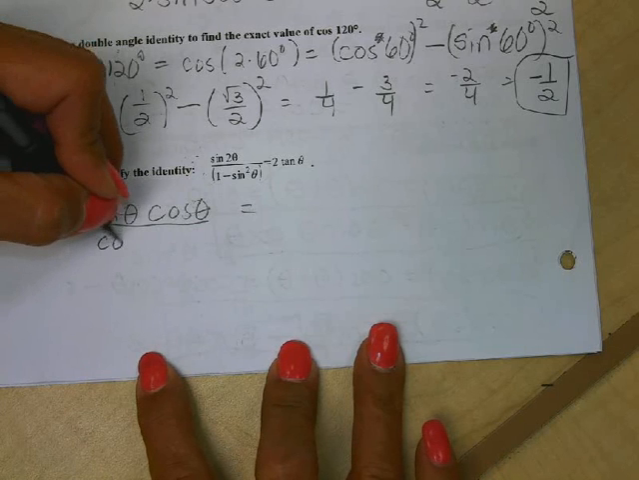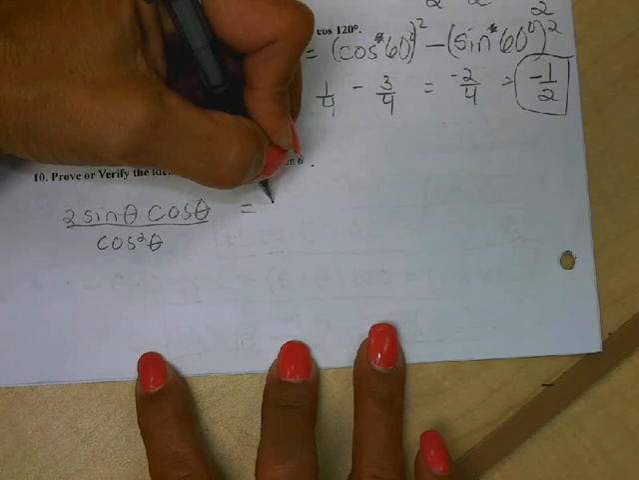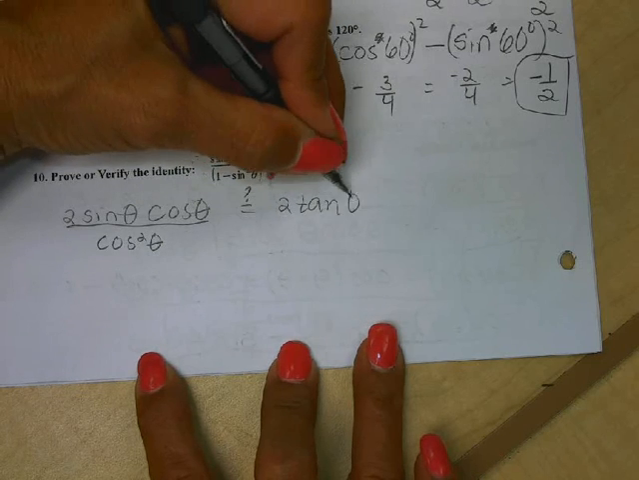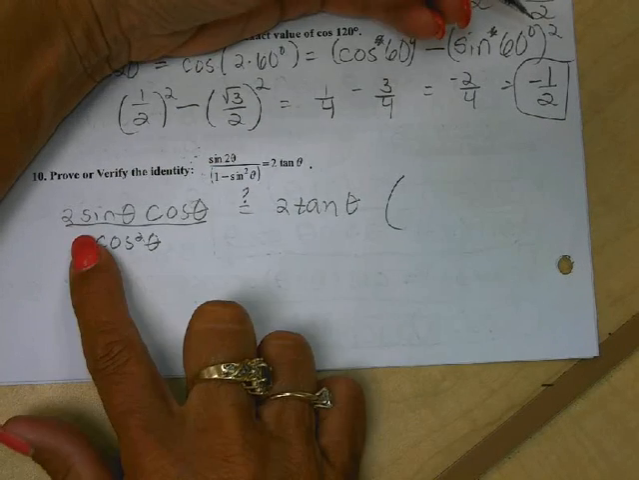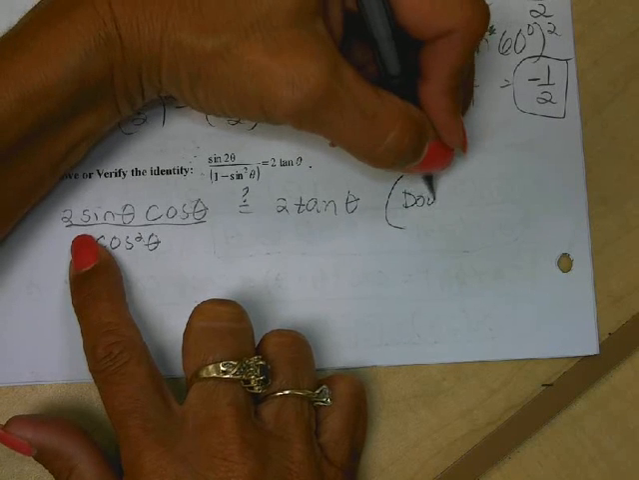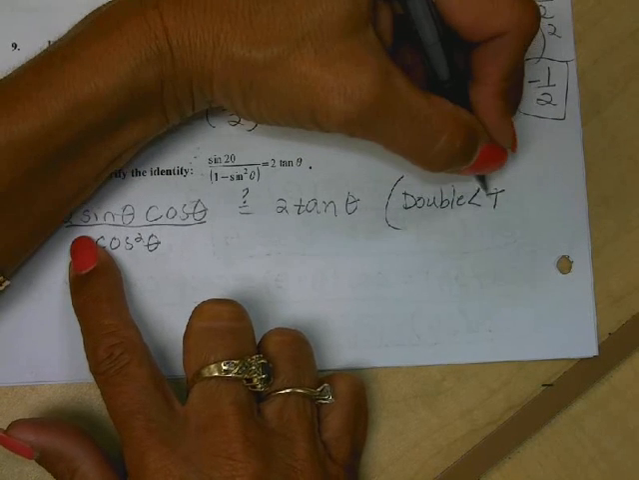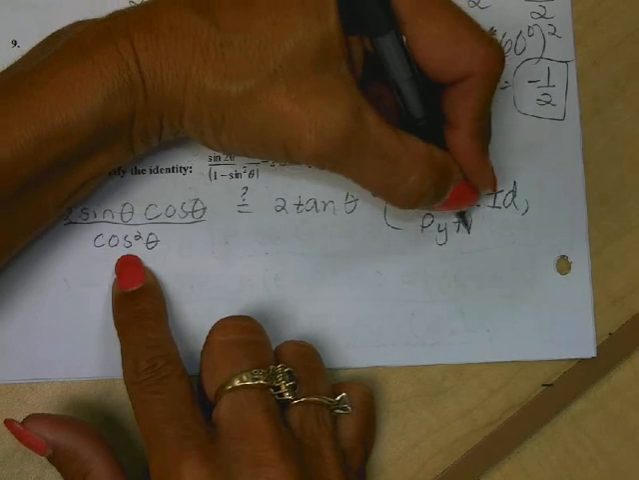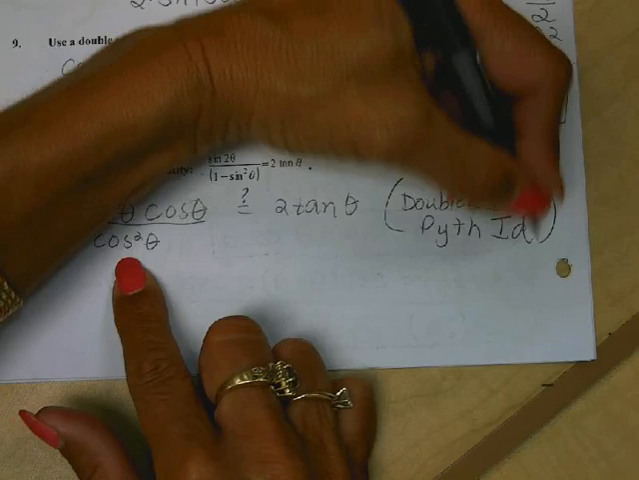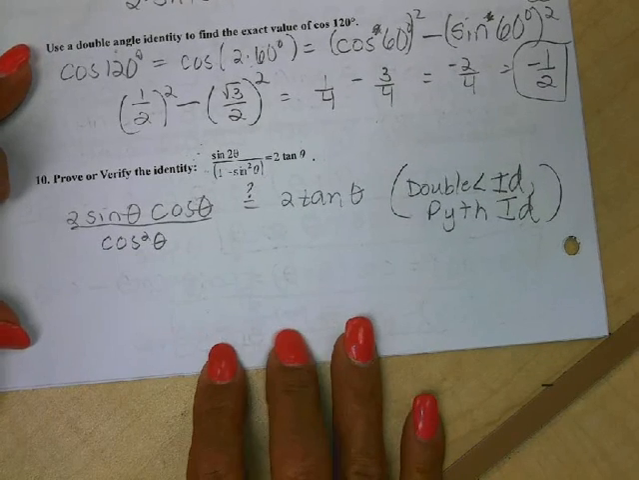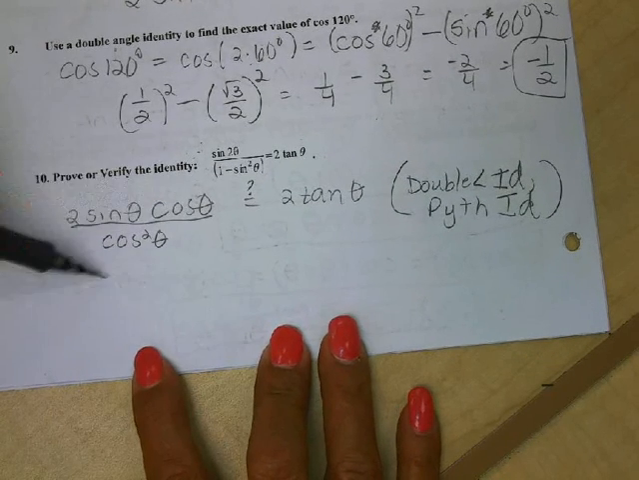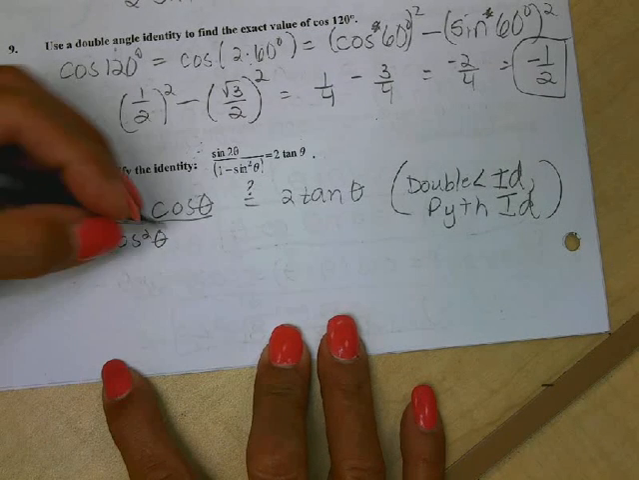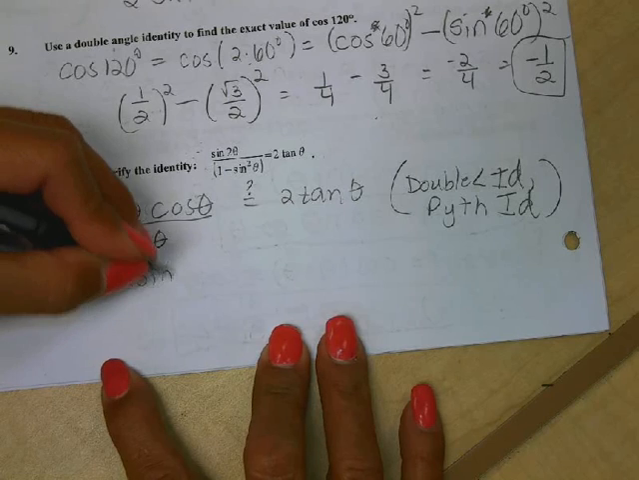I'm also going to do a substitution in the denominator. The denominator is equivalent to, with a Pythagorean identity, cosine squared of theta. I put my little question mark. And I actually have 2 reasons for what I did here. I used the double angle identity for sine. I also used a Pythagorean identity. If you want to do that in 2 steps, you may.